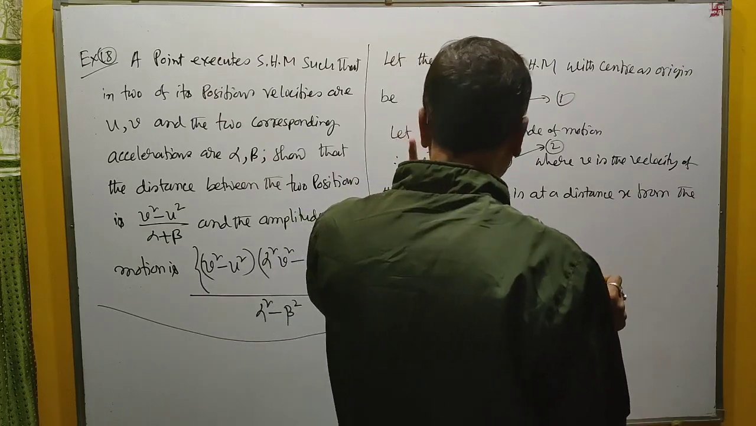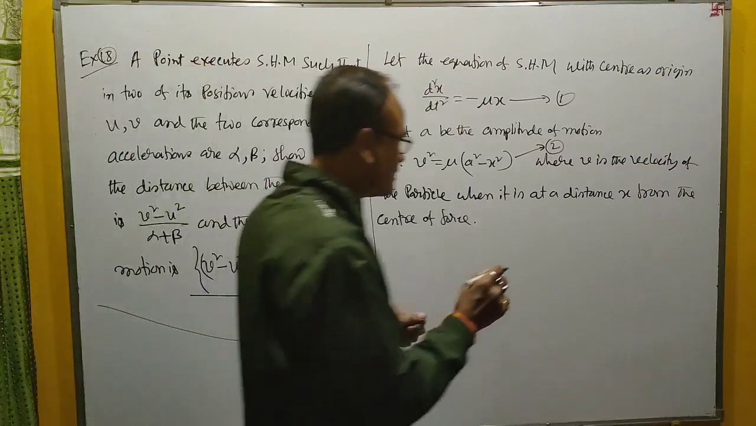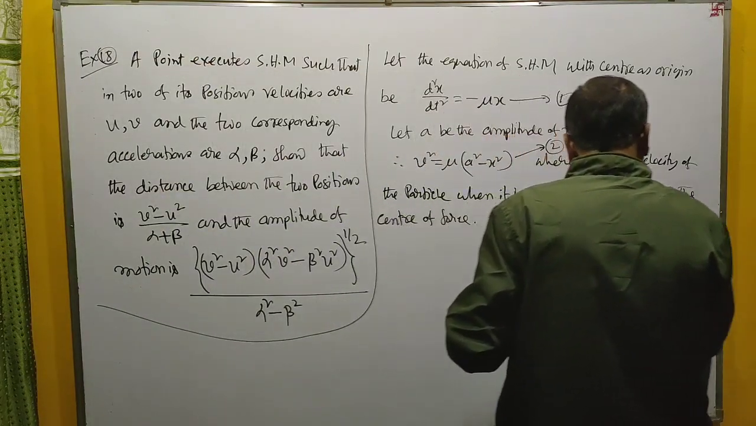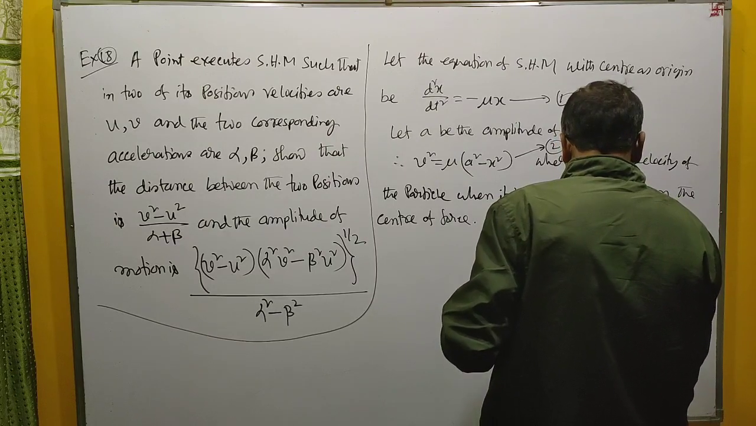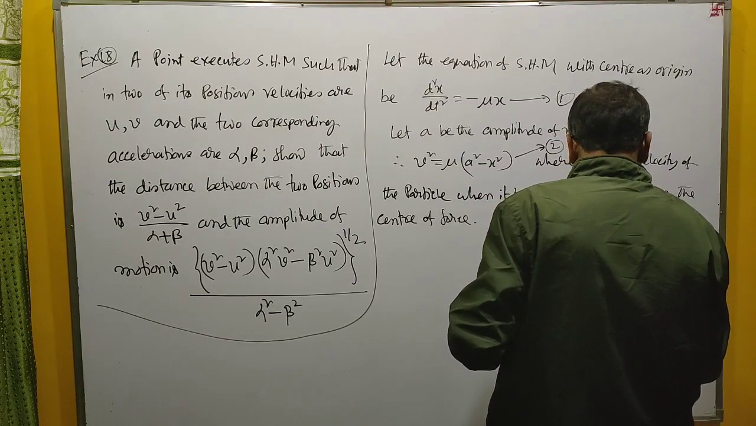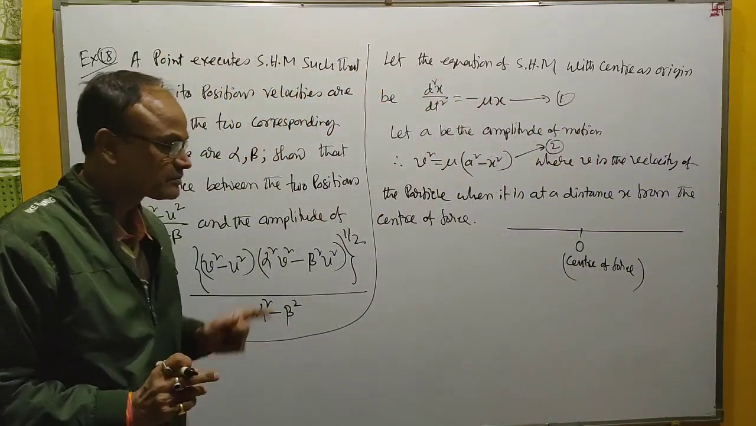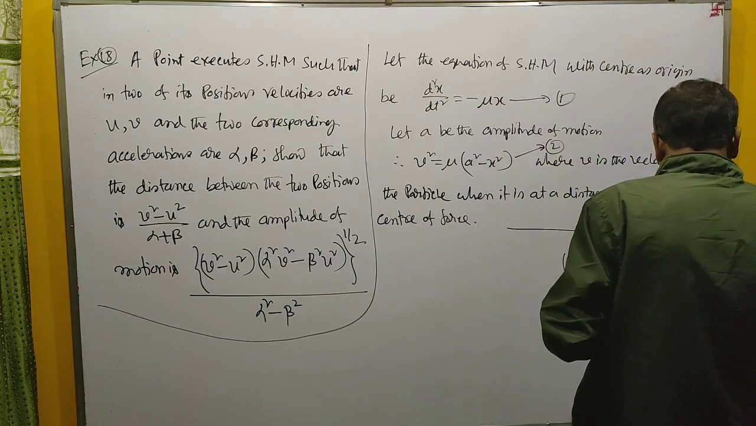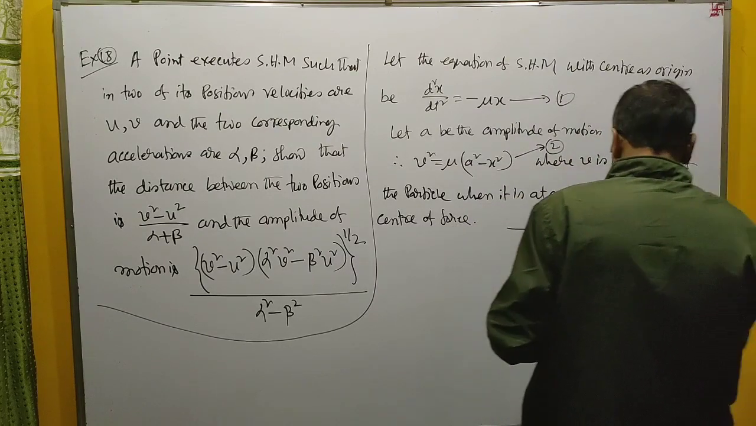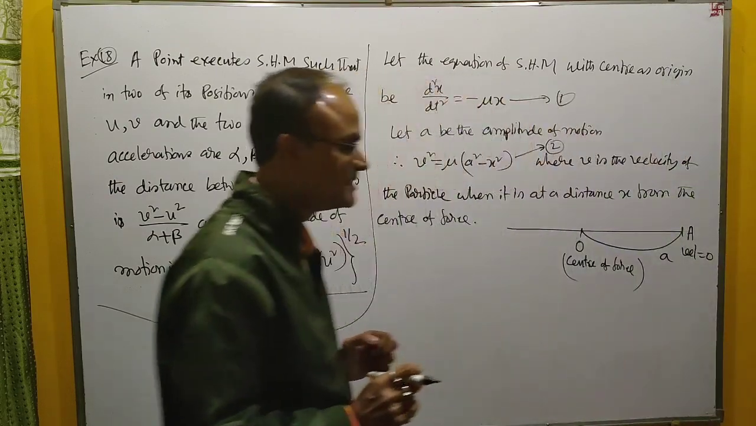Suppose this is the center of force, and this is the position of rest. Here, velocity is equal to 0. This distance is the amplitude of motion, A.